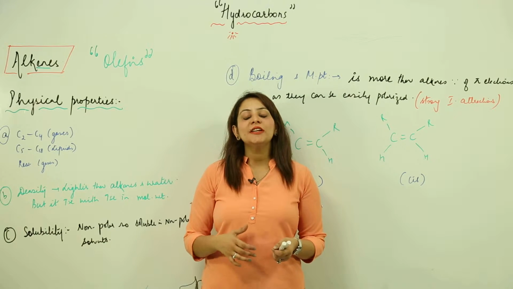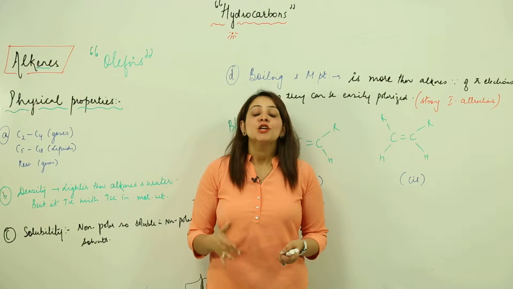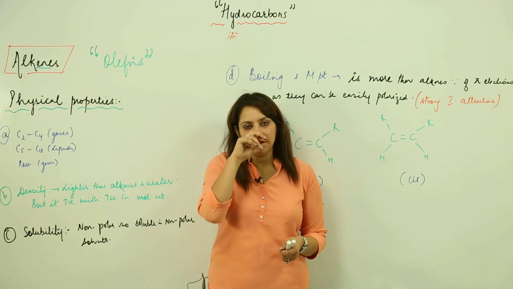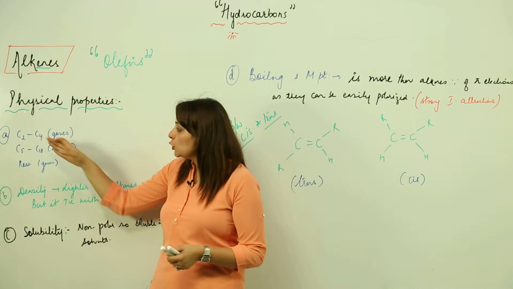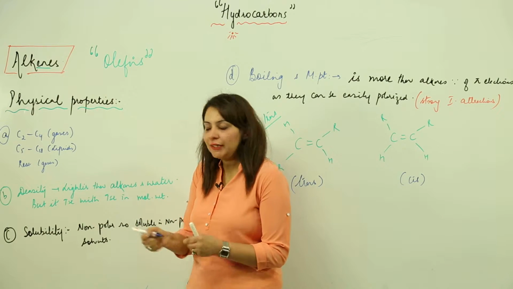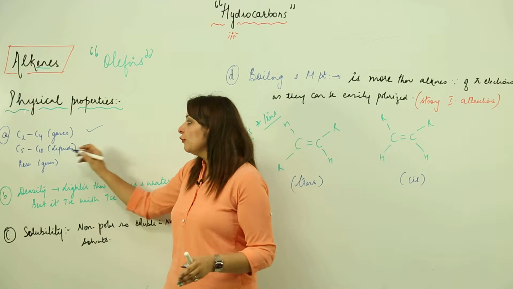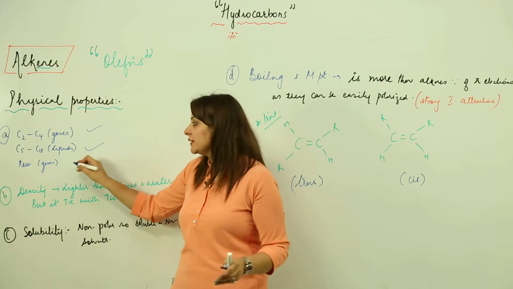Now we are going to do the physical properties of alkenes. So our first concern is their state of existence at room temperature. C2 to C4 are gases, that means the chains containing carbon 2 to carbon 4 are gases, 5 to 18 are liquids, and the rest are solids.